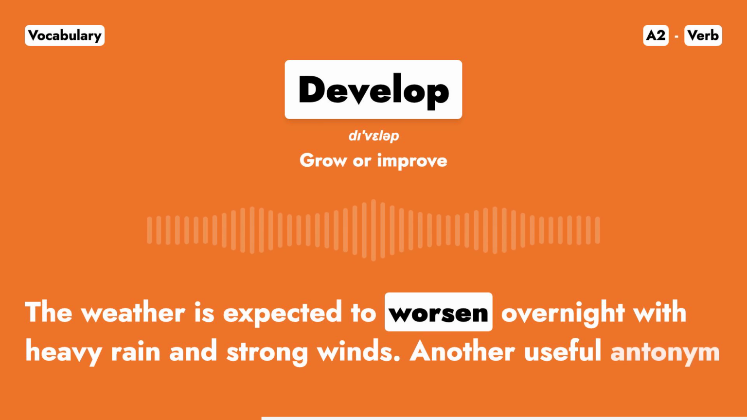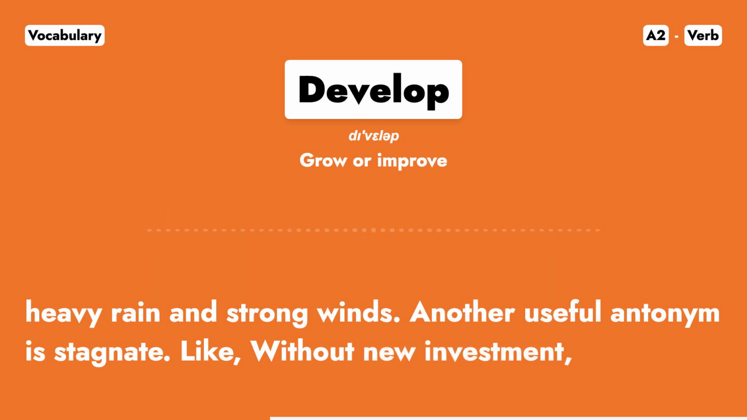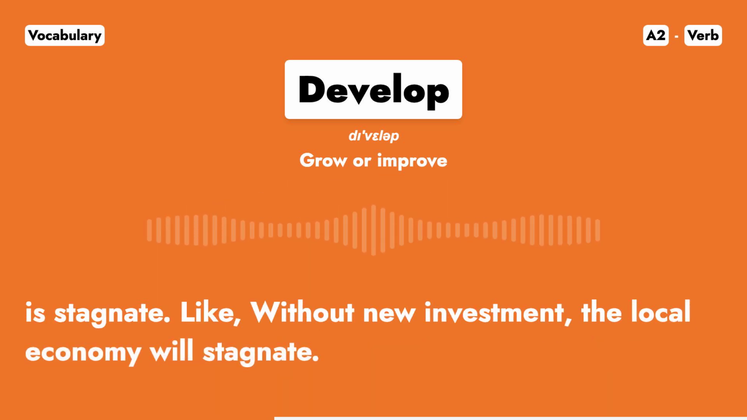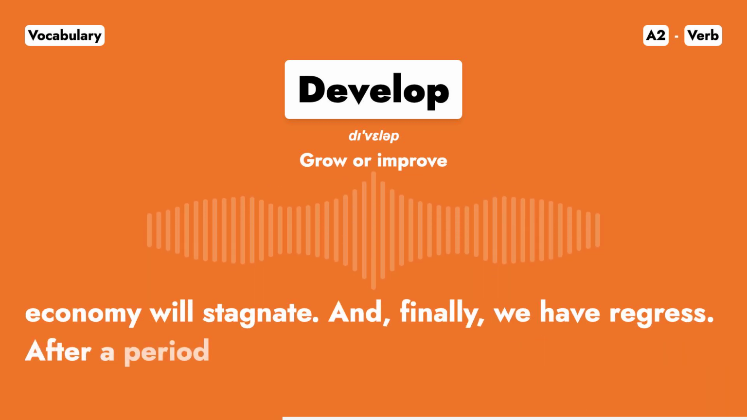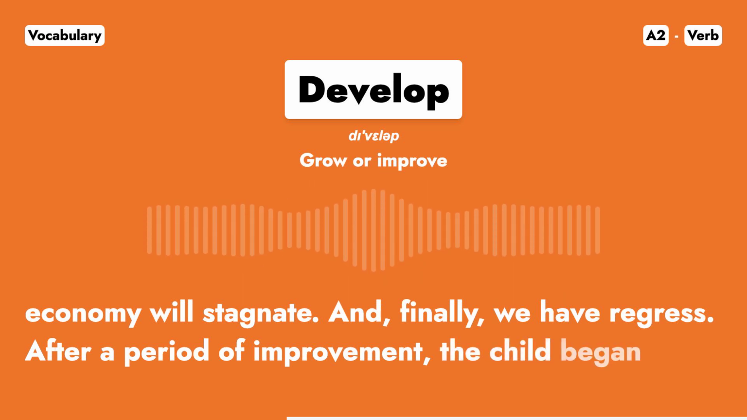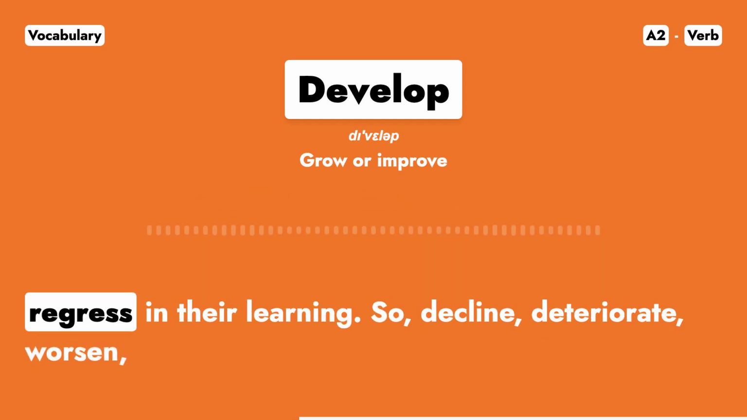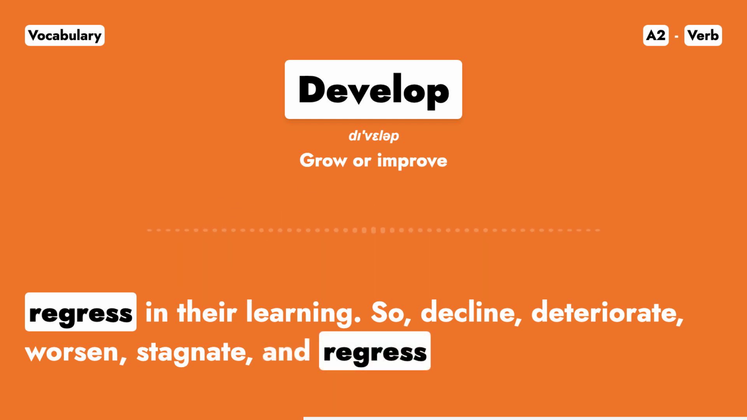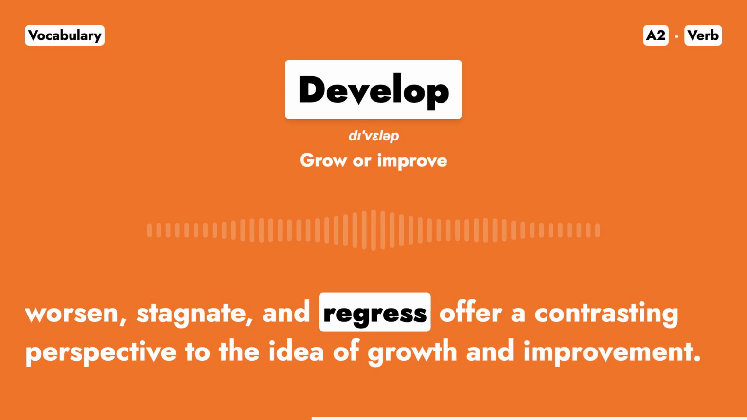Another useful antonym is stagnate. Like, without new investment, the local economy will stagnate. And finally, we have regress. After a period of improvement, the child began to regress in their learning. So, decline, deteriorate, worsen, stagnate, and regress offer a contrasting perspective to the idea of growth and improvement.